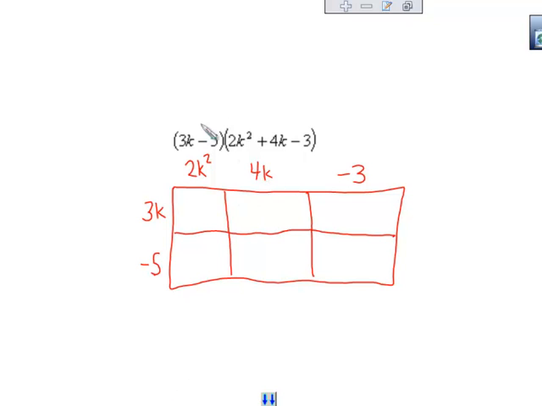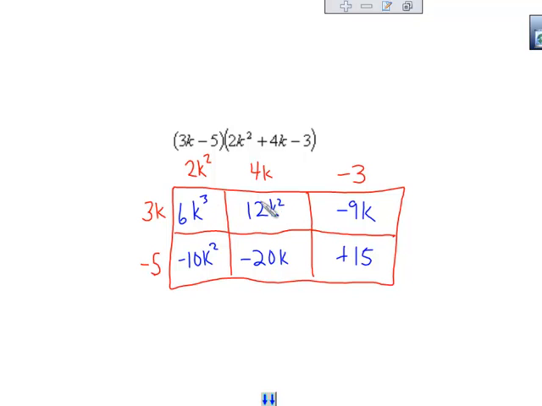You get the idea. So I'm going to do the first one. 3k times 2k squared is 6k to the third power, because that's a first power and you have to use your rules of exponents. 2k squared times -5 is -10k squared. 4k times 3k is 12k squared. -5 times 4k is -20k. -3 times 3k is -9k. And then -3 times -5 is +15. You don't have to put the plus sign there.